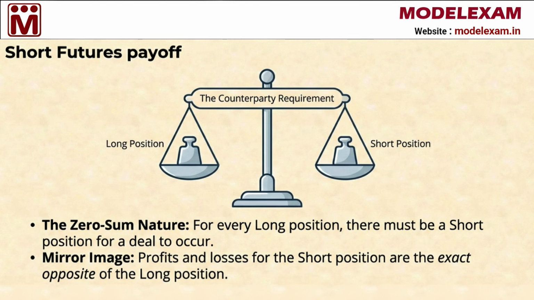But trading is a two-way street. For every buyer who wants the price to go up, there must be a seller who thinks differently. This is known as the zero-sum nature of the market. When you take the seller's side, you are in a short position. In this scenario, your profits and losses are the exact mirror image of the buyer's. If the buyer is losing money, the seller is making that exact same amount.